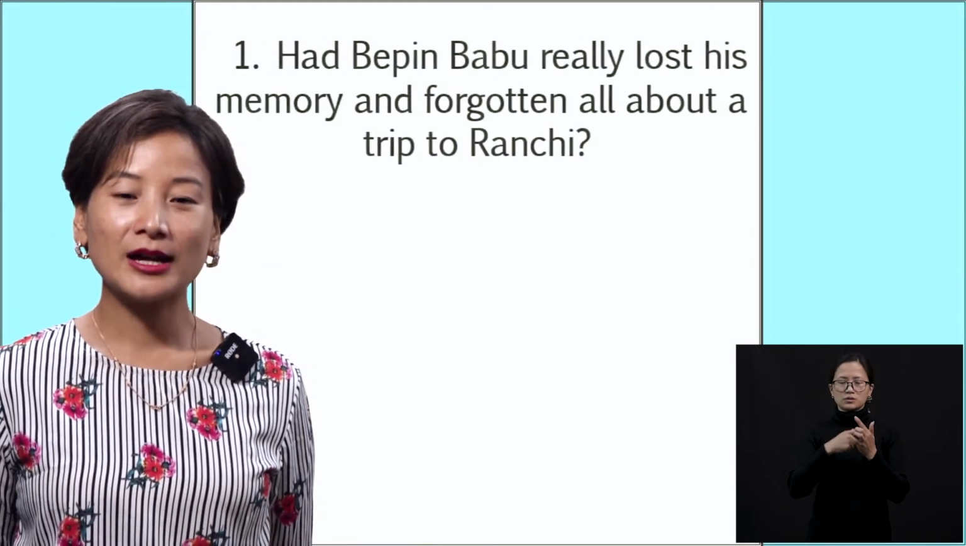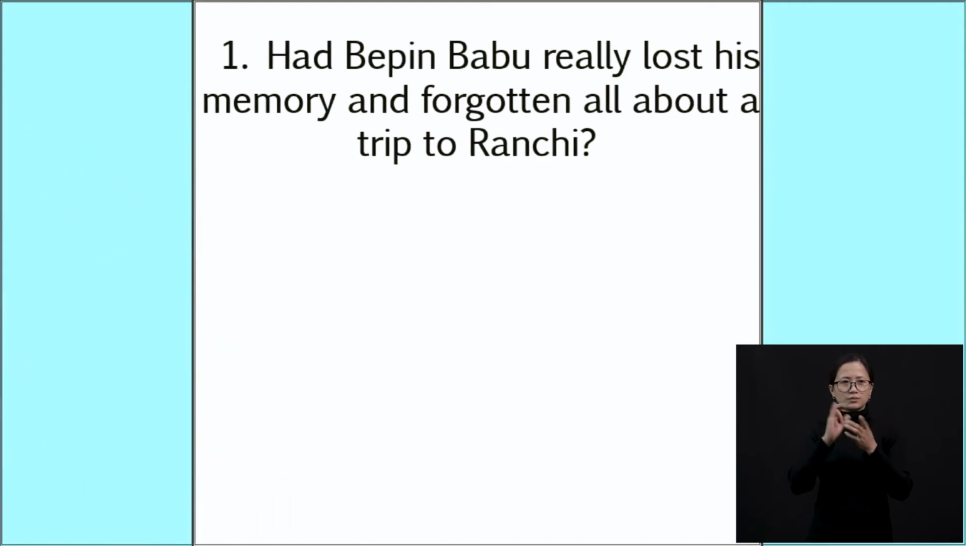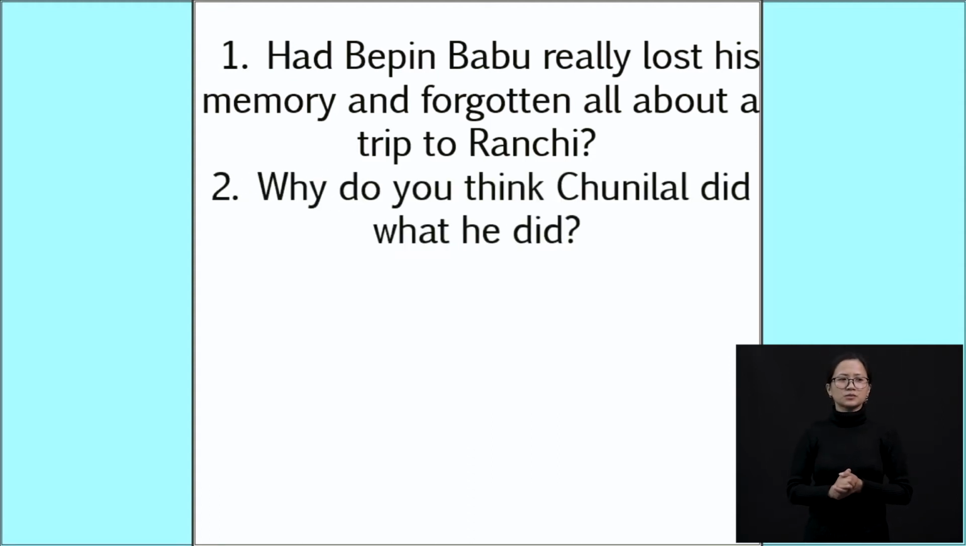Now, let's do some memory check again. Had Bepin Babu really lost his memory and forgotten all about a trip to Ranchi? He never went to Ranchi, but he fell into a trap that was arranged by Chunilal. So he did not really lose his memory at all. Why do you think Chunilal did what he did? Now, what could be the reason for this?